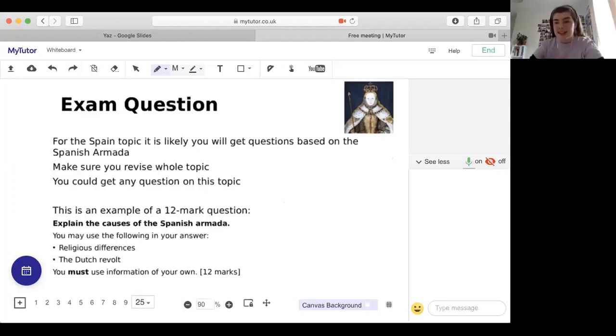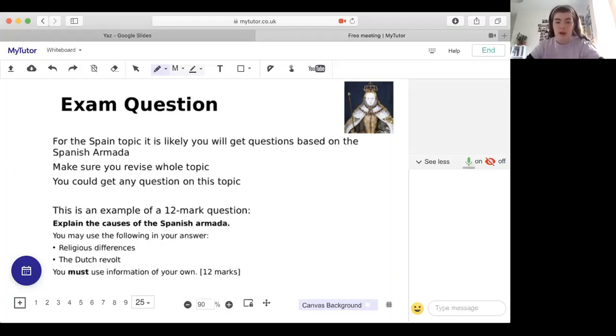So this is an example of an exam question. This is a 12-mark question, and it's asking you to explain the causes of the Spanish Armada using the following in your answer: religious differences and the Dutch revolt. You can use information of your own. Just because we're running tight on time, could you just come up with some other points that you can include? So what would you use from your own information to supplement this answer?